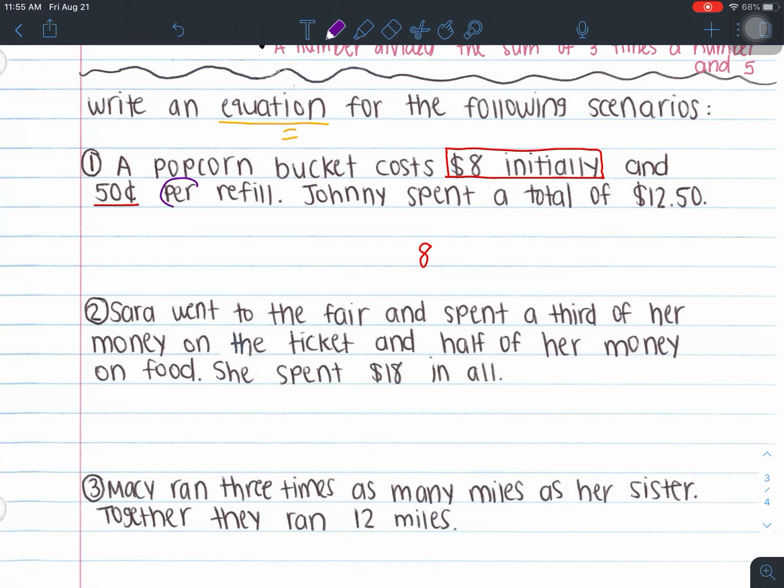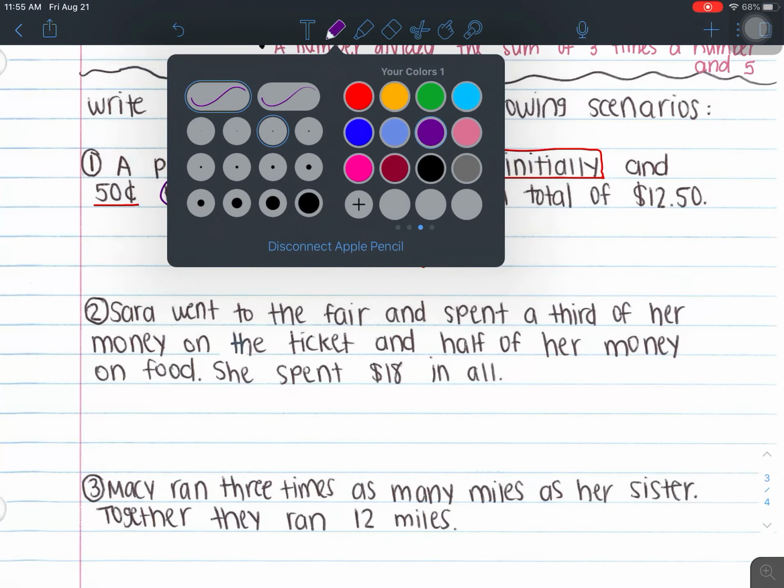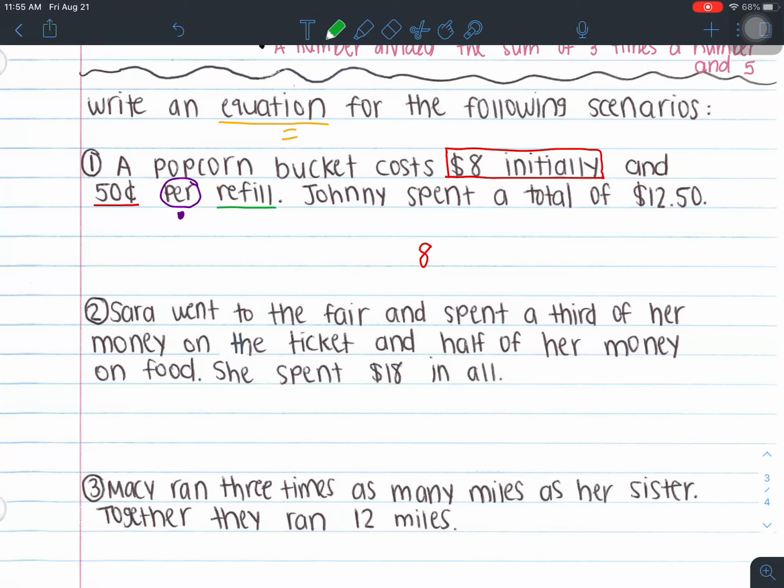Now, remember, per means something to me. It means multiply. So I want to have a little multiplication sign here. So I'm going to put a little dot per. And I don't like to use the X because it can get confusing when we have X as well. Times per refill. Well, I know the bucket costs $8, and I know it's 50 cents per refill. Here's the question. Do I know how many refills he got? I have no idea how many refills he got, actually. If I don't know the number of refills, that's my X. X is the number of refills.